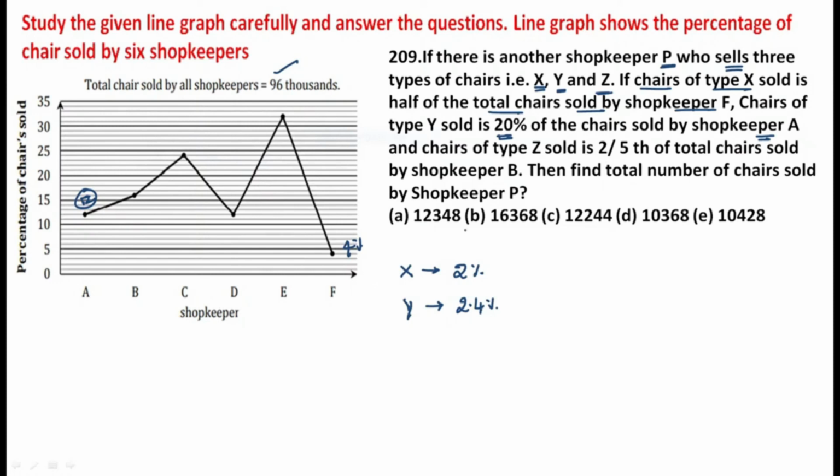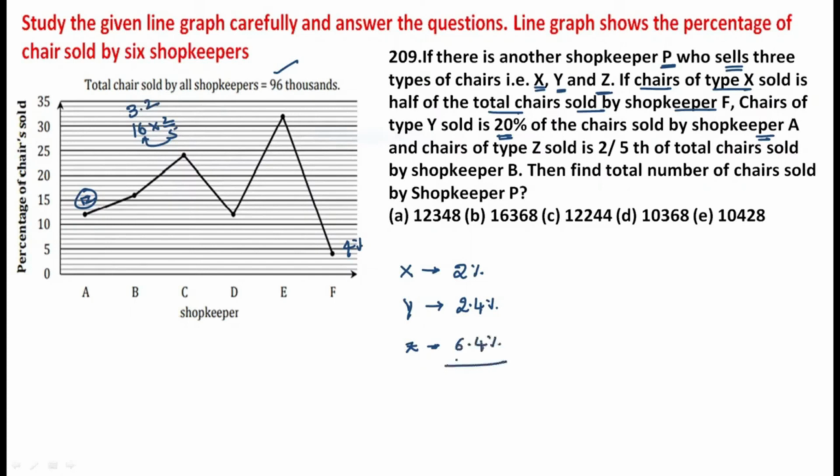Next one. Now the Z type of shares sold is 2 by 5th of the total shares sold by shopkeeper B. Shopkeeper B is exactly equal to 16. So 16 into 2 by 5. Now 16 becomes a 5, so 5 becomes a 16, meaning the value becomes 3.2, guys. So 3.2 into 2 is equal to 6.4%.